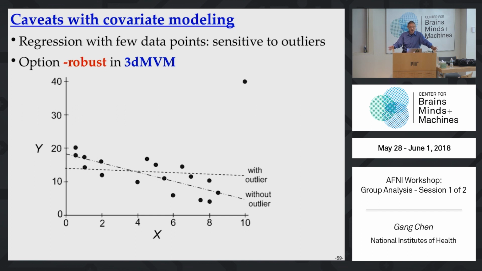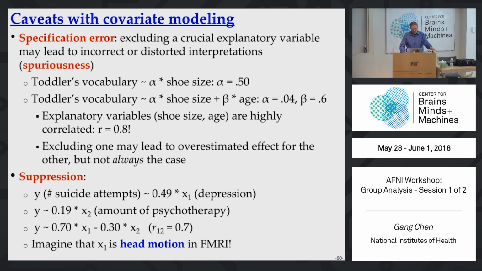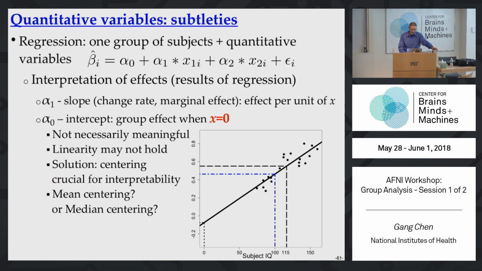This only works when you have between-subject variables like gender, or quantitative variables like age or IQ. It does not work when you have within-subject variables. That option will help you deal with the outliers. There are a couple of other subtleties whenever you have quantitative variables. I'm going to skip this, but it is a little bit tricky.